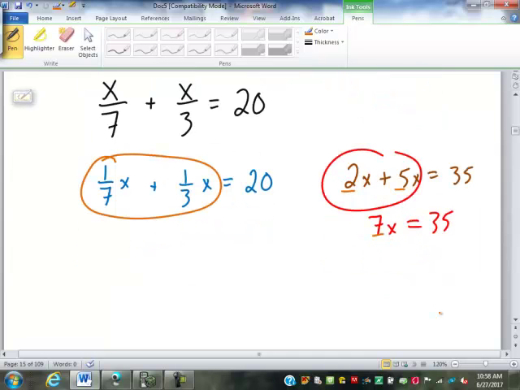Here we've got to do 1/7 plus 1/3, which is 10/21. I'll let you guys do out the math to confirm that, but that's what it comes out to be. So this is 10/21 x equals 20. Any questions so far on what I did? All I did was add 1/7 to 1/3 to get the 10/21 x. Now what?